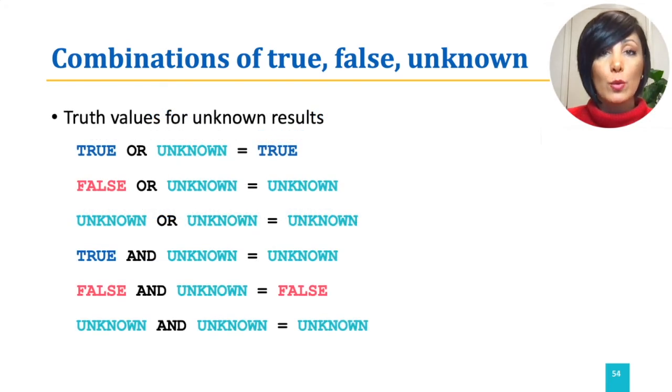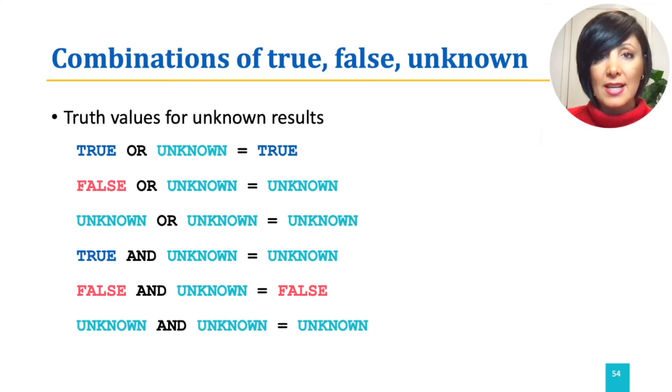For this purpose, we can use the truth table for unknown results. True or unknown evaluates to true. False or unknown evaluates to unknown. Unknown or unknown evaluates to unknown. So, or connective will only evaluate to true when we have at least one true value.